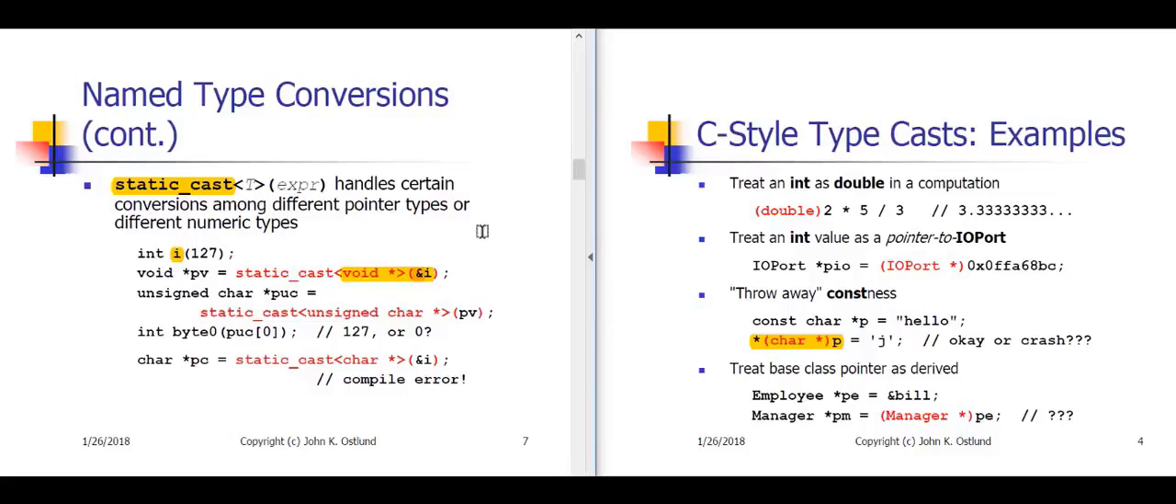In the next static cast, I'm taking PV and I'm converting that into a pointer to unsigned char using static cast. So this is the same address. It is originally the address of an int. I've converted that to a pointer to void, and then I've converted that into a pointer to an unsigned char. Why would we ever do such a thing?